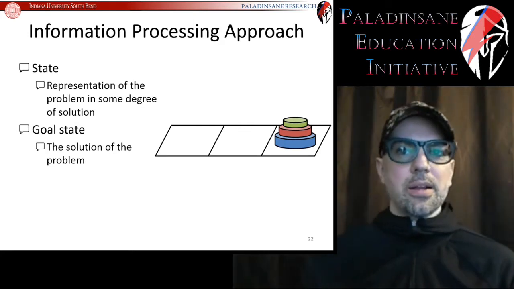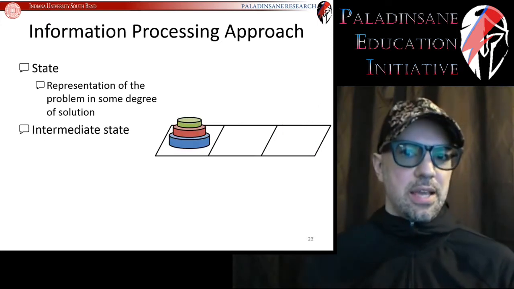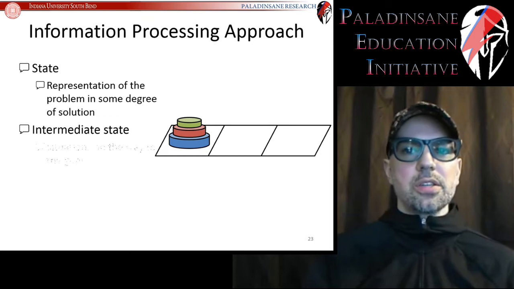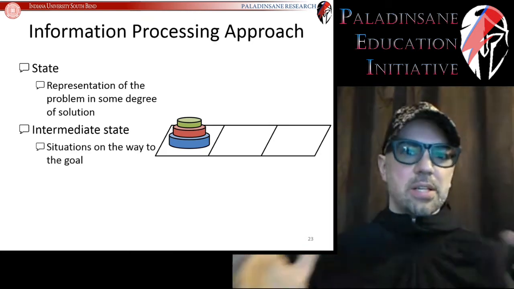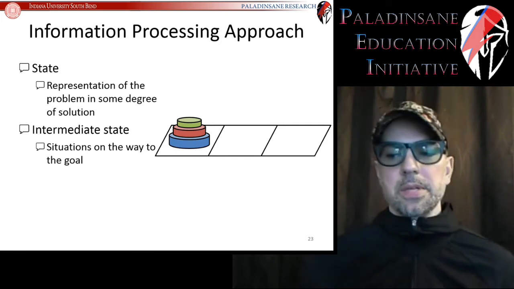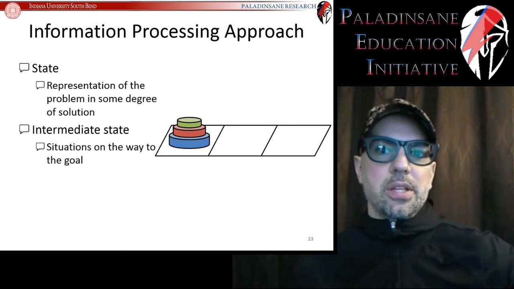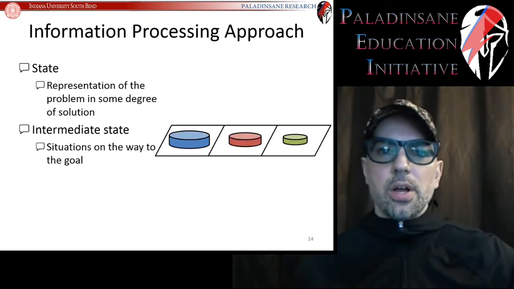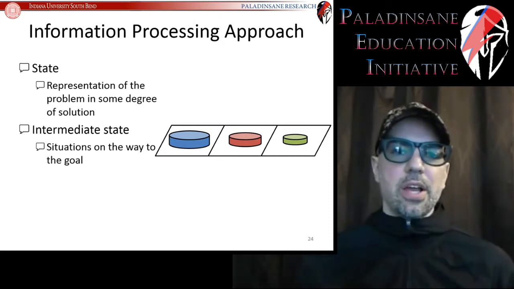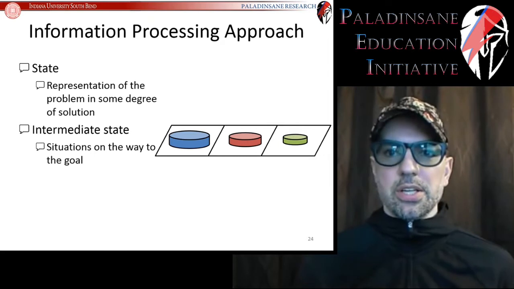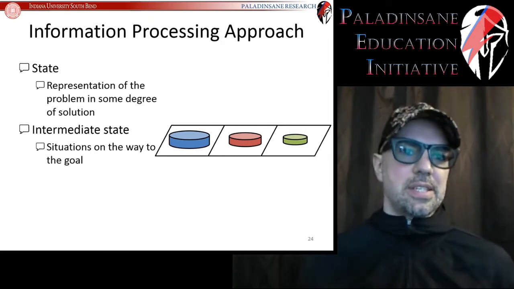And how we get there is by moving through the problem space and moving through intermediate states. And intermediate states are all the situations that you get to on your way to the goal. So these are basically the midway parts of the problems, the middle solutions, right? The middle parts of the solution. So for example, in the Tower of Hanoi, this is one of your intermediate states. At some point, you're going to have this configuration of disks in your solution.